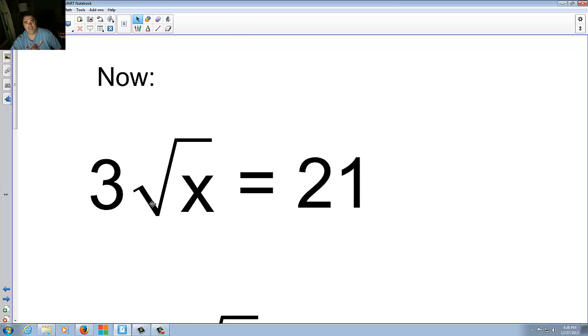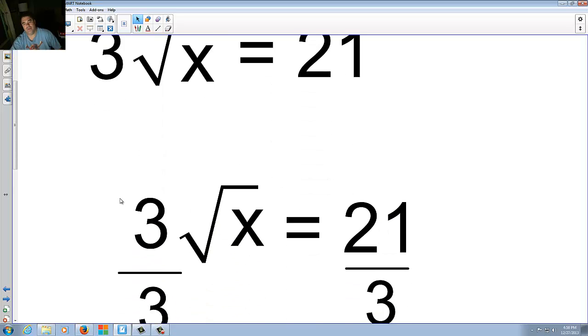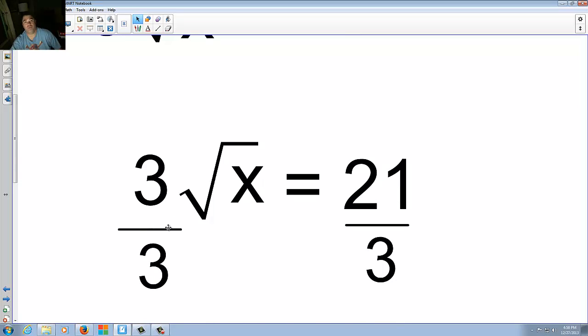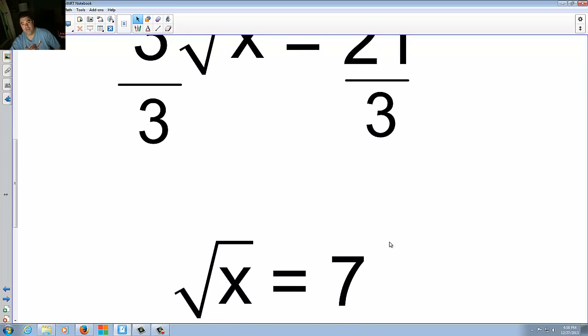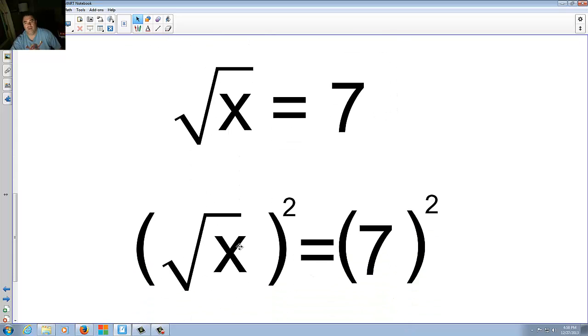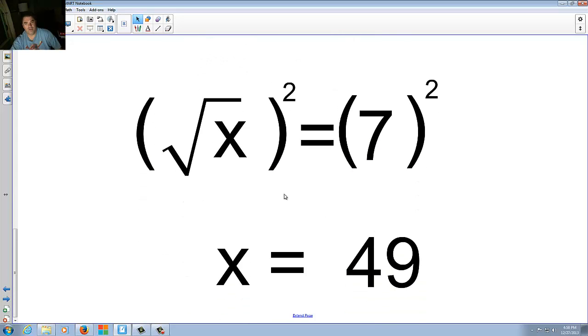Now, 3 times square root of x equals 21. Step 1, get rid of the 3. How do we get rid of the 3? Divide by 3. Divide 3 on one side, divide 3 on the other. So you get root of x equals 7, then square, square. And the root and square of x just become x, and 7 squared is 49.